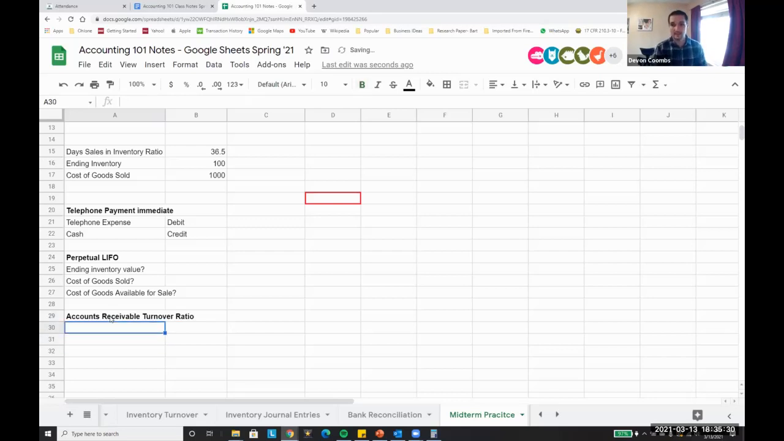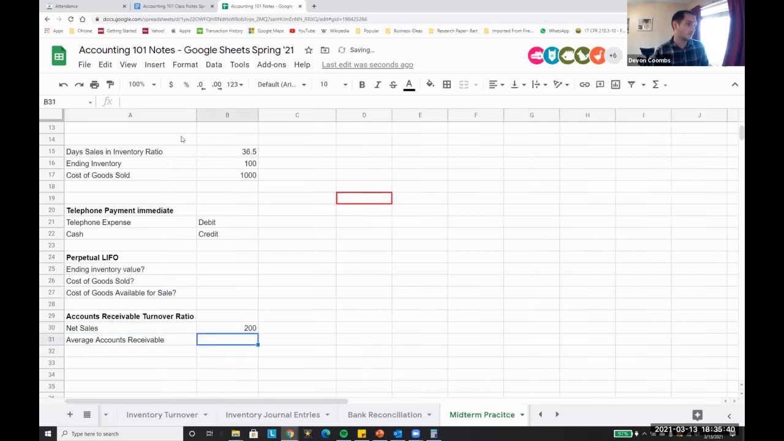Right, that's just our net sales divided by our average accounts receivable. So if we have 100, 200, 200, it would be a 1, right? And we know how to determine our average. What does the accounts receivable turnover tell us? It tells us how quickly we collect our accounts receivable.